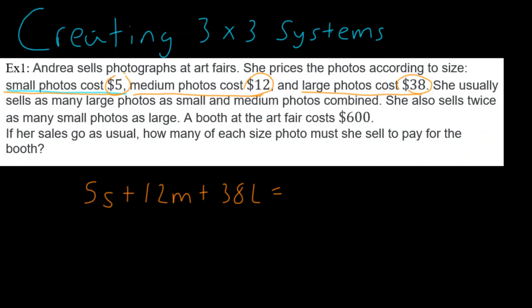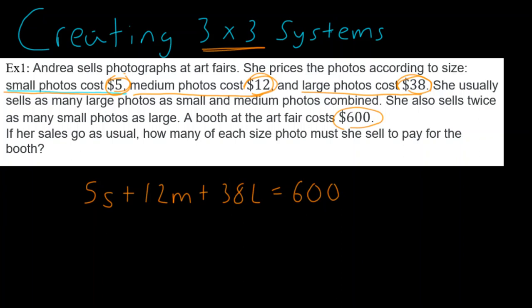I just want your eyes to roam through this problem. And look, we have dollars, dollars, dollars. And where's the next place that you see dollars? Well, 600. And so, of course, this will equal 600. Okay, so we have one equation. Now, notice in a 3x3 system, we will always need three equations.